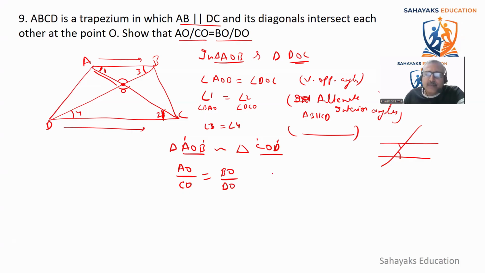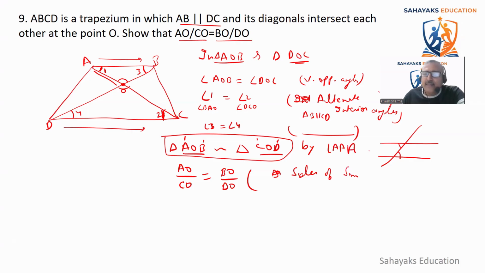Okay, triangles are similar. See, these are sides of similar triangles. Why is it similar? First of all, by AAA similarity rule. This is similar because of the AAA similarity rule. So you have to write the theorem again. Why is it AO? So you can say sides of similar triangles are in proportion.